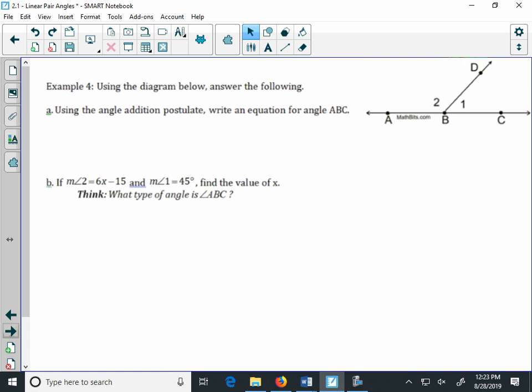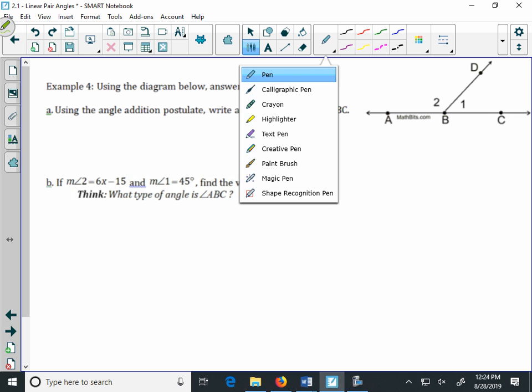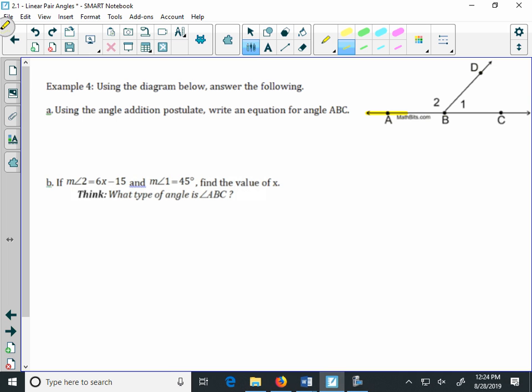So look at example 4, same kind of thing. We have a different diagram. We're going to use the angle addition postulate to write an equation for an angle. Our angle is angle ABC. How can we write that equation? What are the two angles that are making up angle ABC?